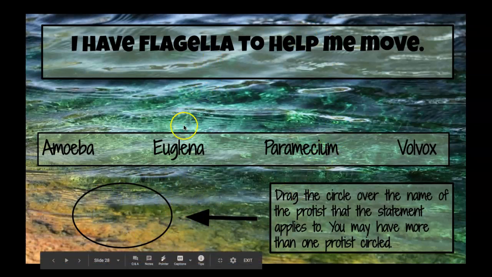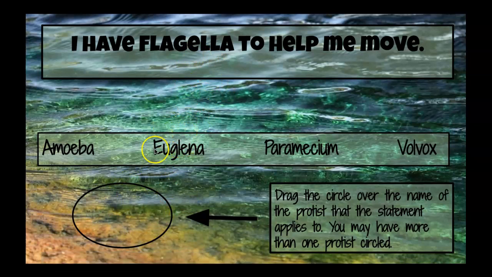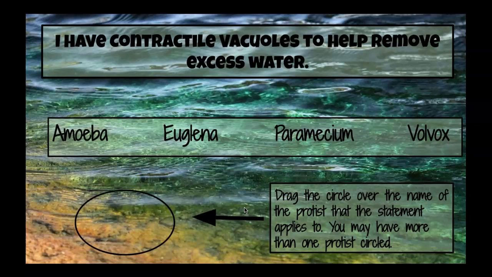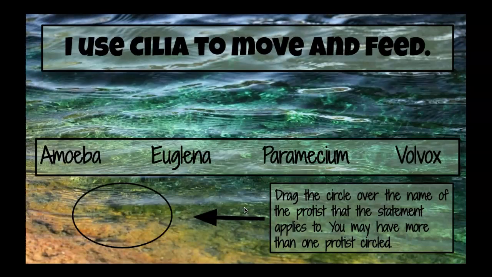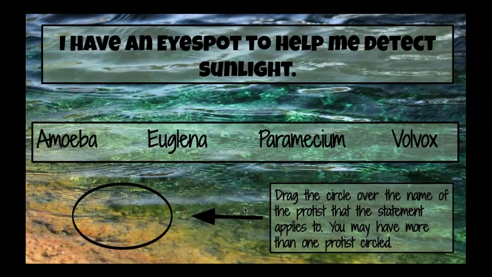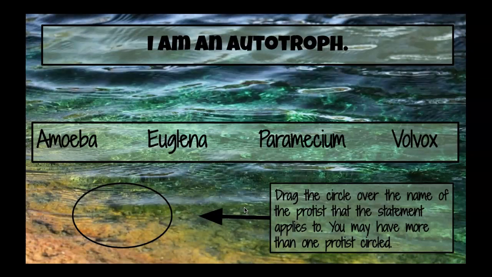Well, we know that the euglena has a flagella, but we also know that the volvox has 2 flagellas. So you would drag the circle over euglena and volvox, because both of those answers would be correct. The next one, contractile vacuole, helping remove excess water. You drag the circle over whichever ones that applies to. Pseudopods, drag it to which protist it applies to. Cilia, and an eye spot to detect light. And then which ones are autotrophs and which ones are heterotrophs.